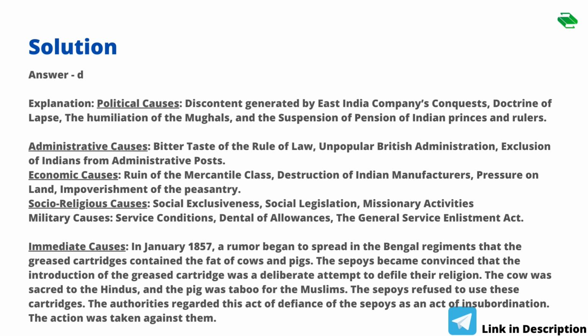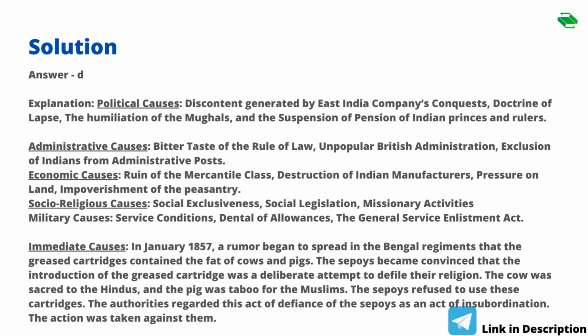Socio-religious causes were exclusivist social legislation, missionary activities. Military causes were service conditions, denial of allowances, the General Service Enlistment Act. Immediate causes were: in January 1857, a rumour began to spread in the Bengal regiments that the greased cartridges contained the fat of cows and pigs. The sepoys became convinced that the introduction of the greased cartridge was a deliberate attempt to defile their religion.